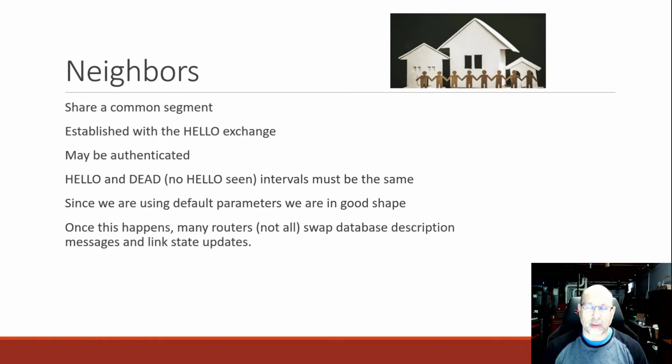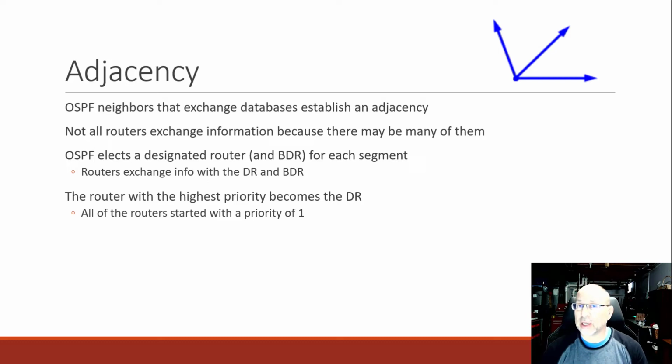So the minute you have a couple of neighbors, you have the potential to swap routing information. Now adjacency is a little bit different. Unlike our angles up here that are adjacent, OSPF routers that are neighbors don't necessarily have to be adjacent. The only time we establish an adjacency is when two routers decide that they're not just neighbors, but they're willing to swap route information with each other.